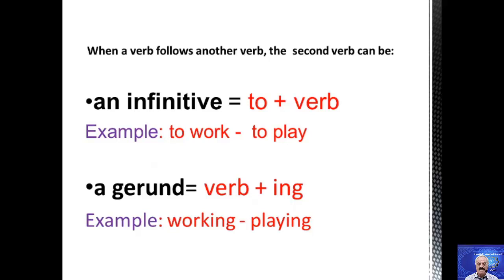For example, I want to work tomorrow and I don't want to work tomorrow. She wants to play. This is called an infinitive with to. I mean a verb preceded with to. He doesn't want to go to school tomorrow. To go to school tomorrow. Then this is an infinitive.